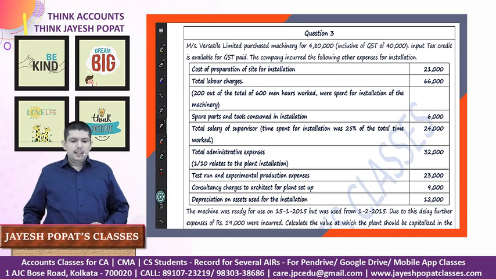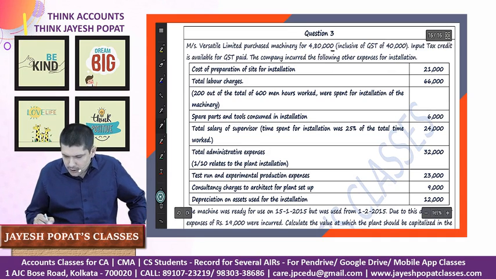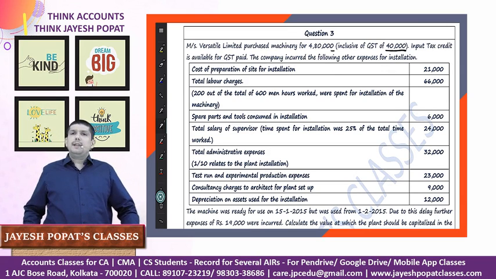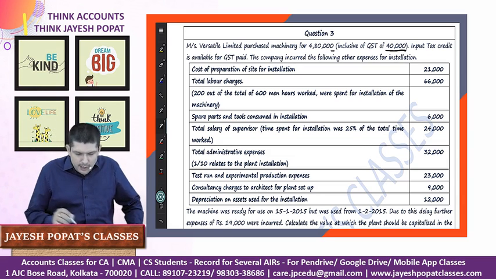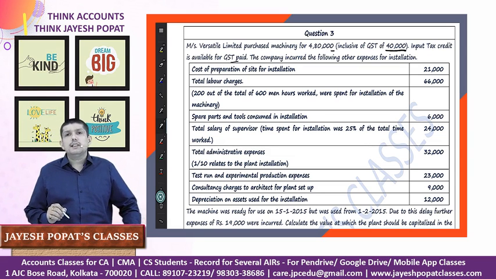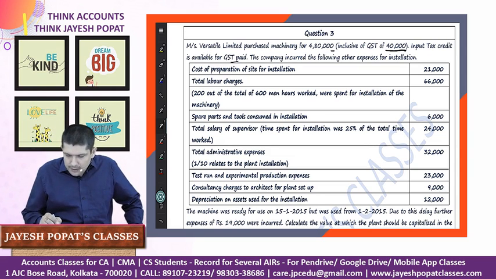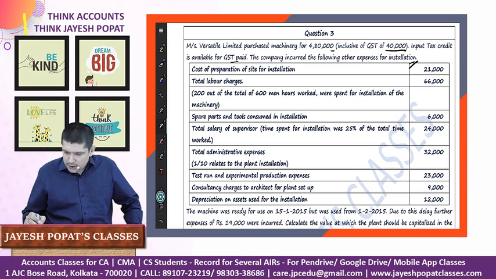Then question number 3, it says Versatile Limited purchased a machinery for 4,80,000 inclusive of GST of 40,000. See, this GST cannot be considered as cost because GST will get the input credit. The input credit is available for GST paid, so effectively 4,40,000 is our cost. The company incurred the following other expenses for installation. Cost of preparation of site for installation is so much.